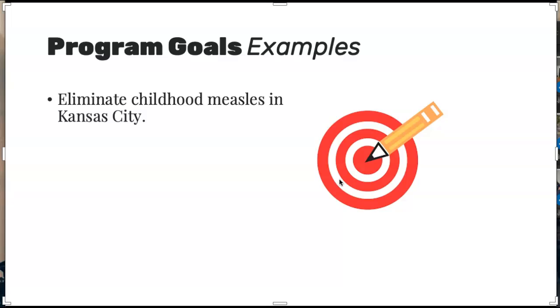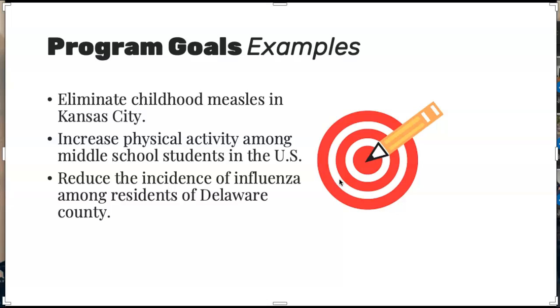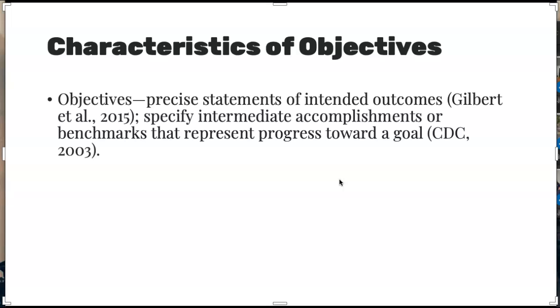So here are some examples. Eliminate childhood measles in Kansas City. Increase physical activity among middle school students in the U.S. Reduce the incidence of influenza among residents of Delaware County. Okay. All right. So let's move on and talk for a minute about objectives.